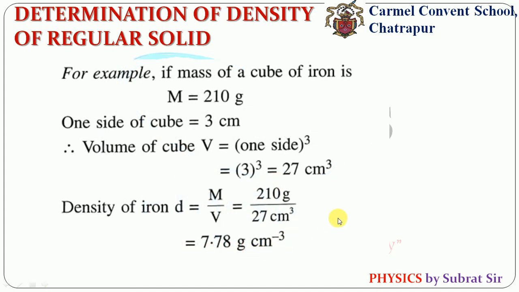If the mass of an iron cube is given as 210 grams and one side of the cube is 3 centimeters, so the volume of the cube is side cube. So volume will be 3 to the power 3, which is 27 centimeter cube. Then density of iron, we can put the formula D is equal to m by V, mass per volume. Mass is 210 gram and volume is 27 centimeter cube. So by solving these two, we get 7.78 gram per centimeter cube.